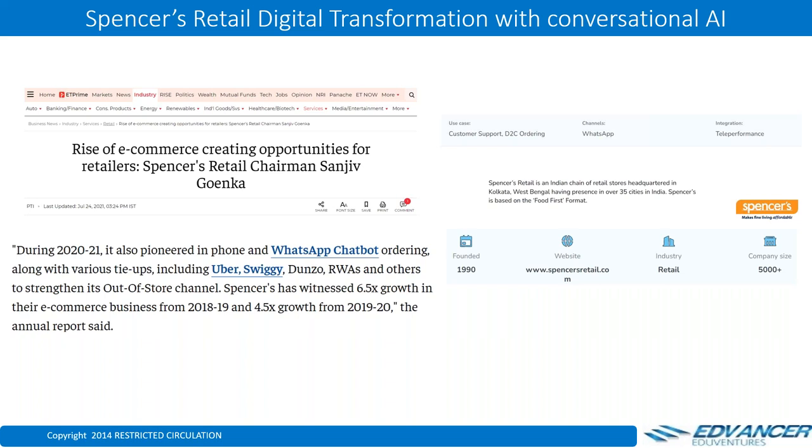If you see this Economic Times report, Sanjeev Goenka, I think chairman of Spencer, told that they grew to 6 to 7 times in that period. I mean, in 2018-19 they used to grow 4.5x, but they have grown to 6 and 6.5x after the adoption of technology. So that kind of impact analytics and AI or data science is creating.